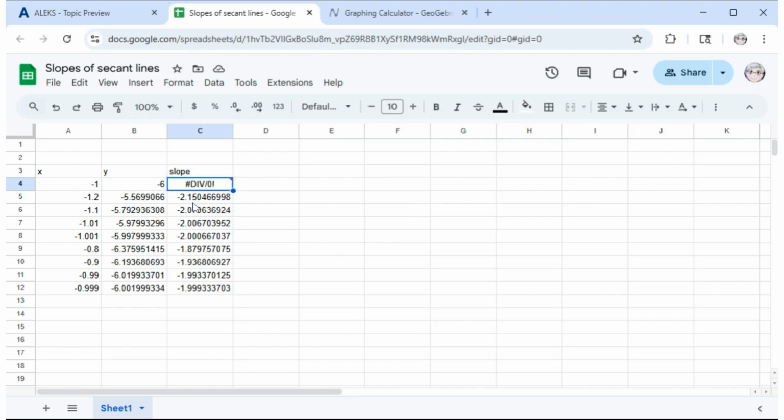But we should be able to see what the slope is approaching now. We're at -2.1, then -2.07, then -2.006, then -2.000. If we look at it from the other direction, we start out at -1.8, then -1.9, -1.99, -1.999. It's clear that from both sides, it is approaching -2. The value of the slope is approaching -2.